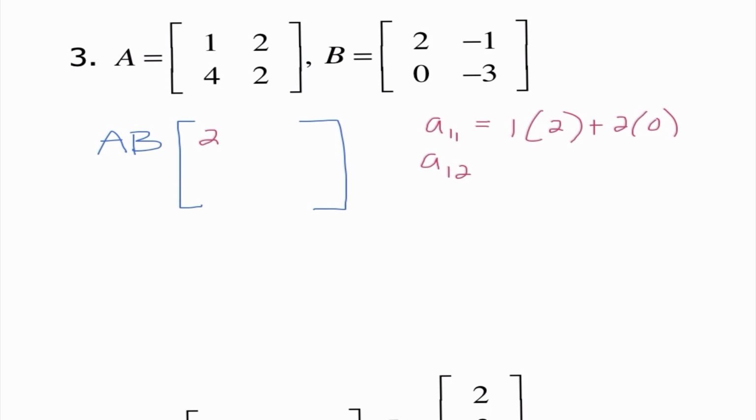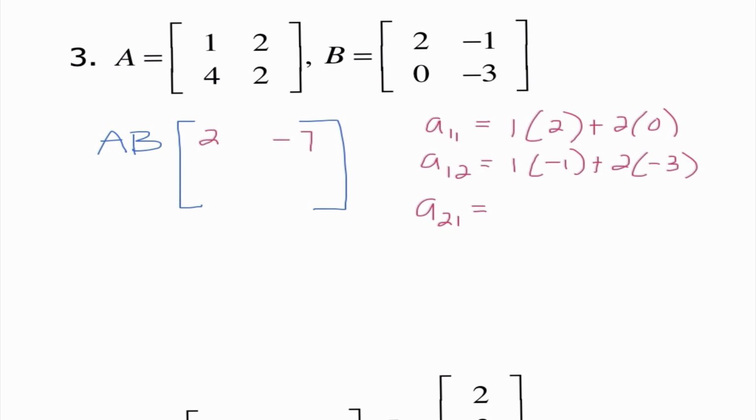A sub 1, 2 is row 1, column 2, which means I'm multiplying row 1 in our first matrix times column 2 of our second matrix. So I have 1 times negative 1 plus 2 times negative 3. So negative 1 plus negative 6 is negative 7.